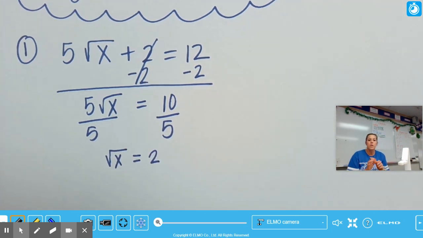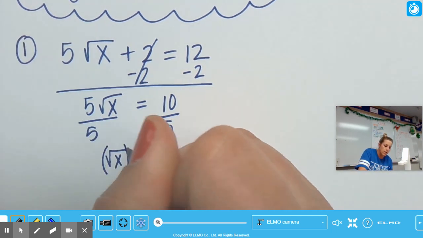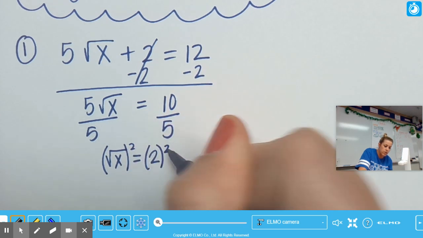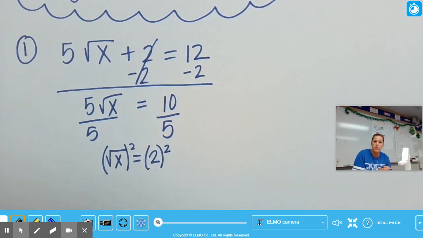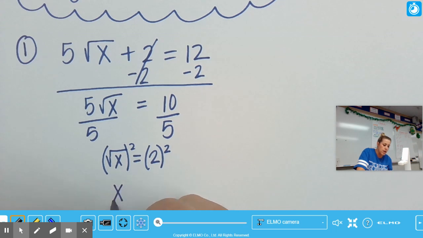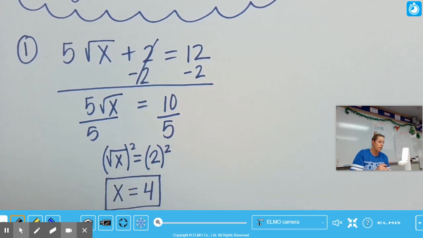Okay? Well, in order to get rid of the square root, we're going to do its inverse, which means we're going to square both sides, because whatever we do to one side, we have to do to the other. So now we're going to get x equals positive 4. We will get to some more difficult ones later on where we are going to have to look for extraneous solutions. So we're going to go ahead and start doing that now.